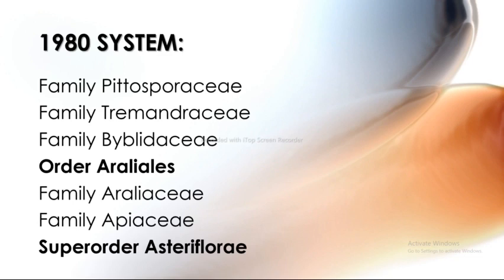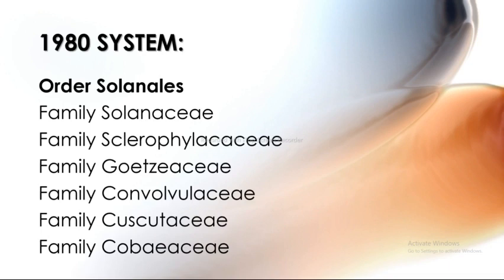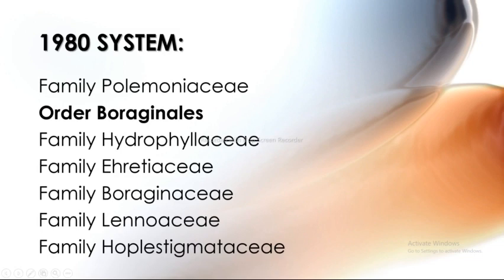And the next superorder is Asteriflorae, and it includes the order Campanulales. This Campanulales includes the family Pentaphragmataceae and Campanulaceae, and the next is Lobeliaceae. Next order is Asterales, which includes the family Asteraceae, and the next superorder is Solaniflorae. It includes the order Solanales, and it includes the family Solanaceae, and the next is the Sclerophylaceae, and the next is family Goetzeaceae, and the next is the Convolvulaceae, and the next is the Cuscutaceae, and next is Cobaeaceae. So the next is the Polemoniaceae.